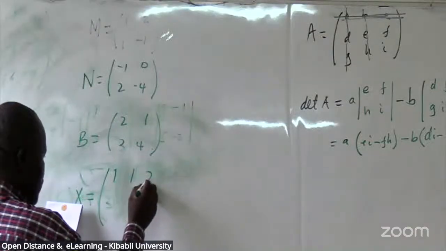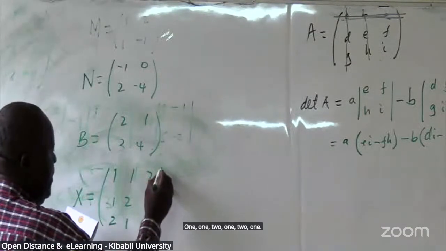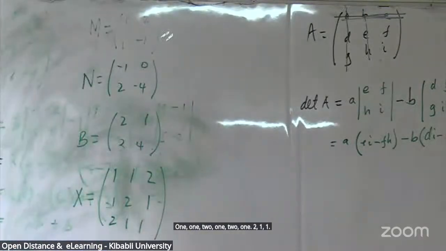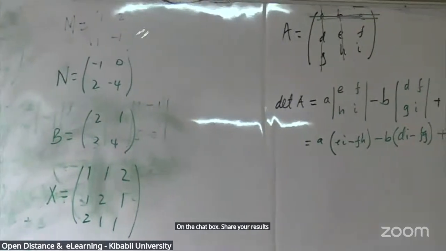1, 1, 2, 1, 2, 1, 2, 1, 1. Find those determinants and share your results on the chat box.